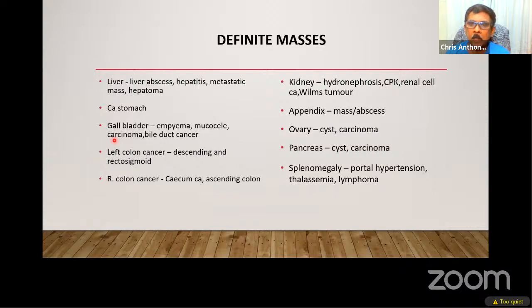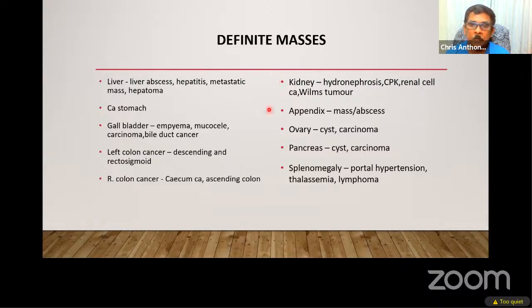The kidney can present as a mass in hydronephrosis, congenital polycystic kidneys, bilaterally enlarged kidneys, renal cell carcinoma, and Wilms tumors. Hydronephrosis used to be a very common cause, due to blockage of the ureters by renal stones. Appendicular mass or abscess is one of the most common masses that we see in the abdomen.